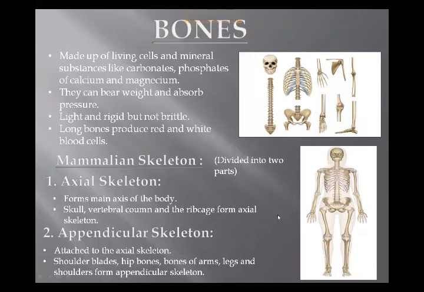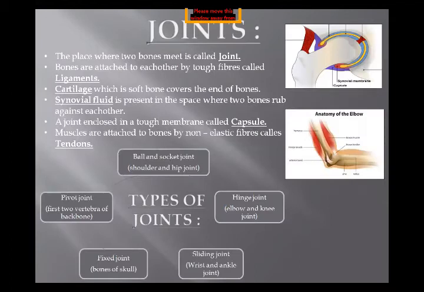Now, as I told you, we have 206 bones in our body, and these bones need to join with each other. They join with each other by joints. What are joints? Actually, a joint is a place where two or more bones meet. Mostly two bones, but somewhere two or more bones are meeting.